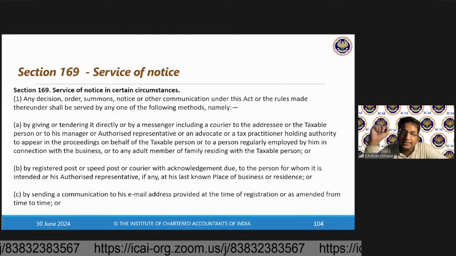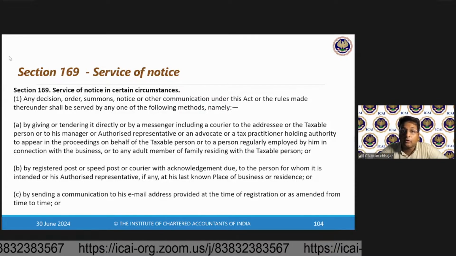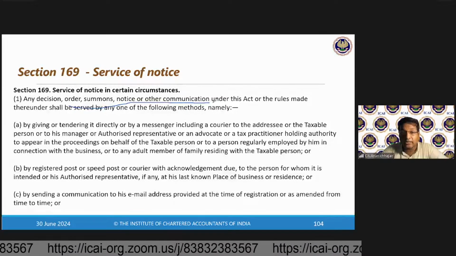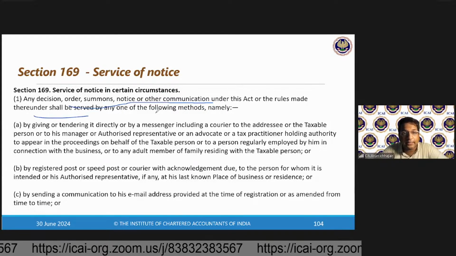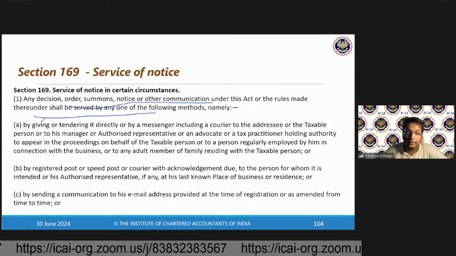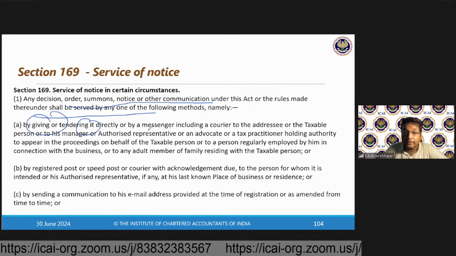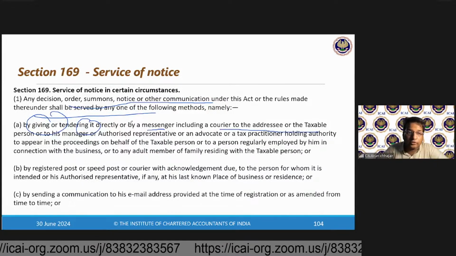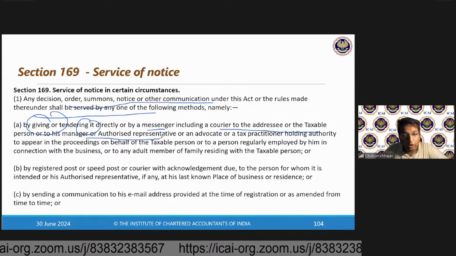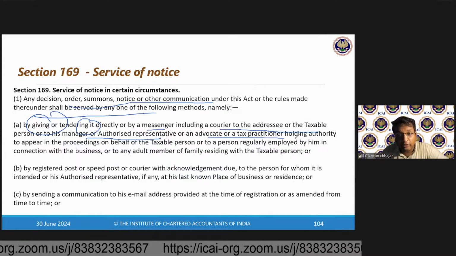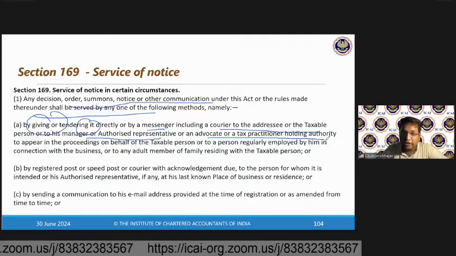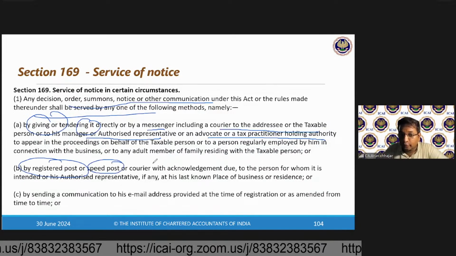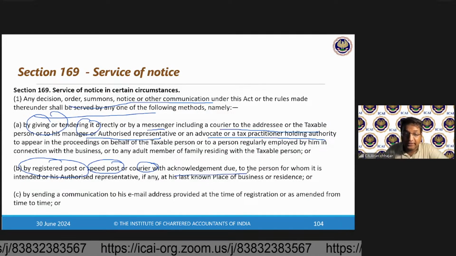Service of notice in certain circumstances, so this is very important. Any decision, order, summons, notice, or other communication under this Act or the rules made thereunder shall be served by any of the following methods: by giving or tendering it to the taxable person or his manager or authorized representative or advocate or the tax practitioner holding the authority to appear, including through a messenger or courier to the address. Then it can be sent through registered post or speed post or courier with acknowledgement.